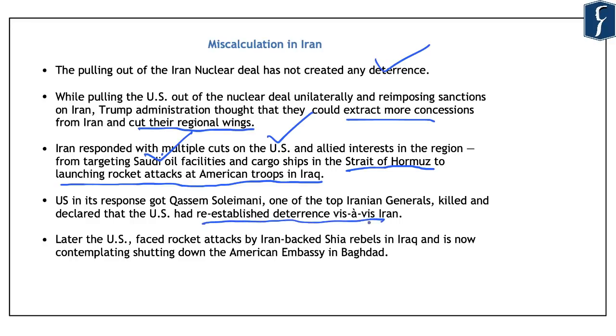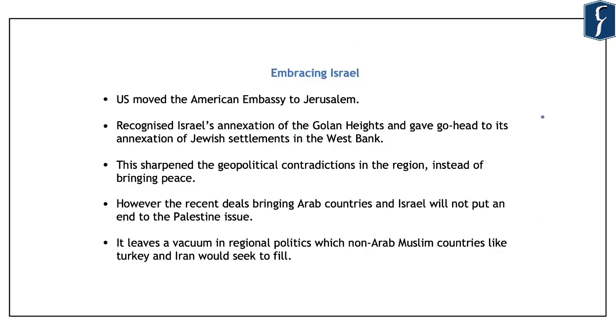However, such policies of the Trump administration have not created any kind of deterrence in the region, and this is visible in the rocket attacks by Iran-backed Shia rebels in Iraq. Now the US administration is contemplating shutting down the American embassy in Baghdad, Iraq. Further changing its stance on the Israel issue, the United States has now adopted the policy of embracing Israel in the Middle Eastern region.